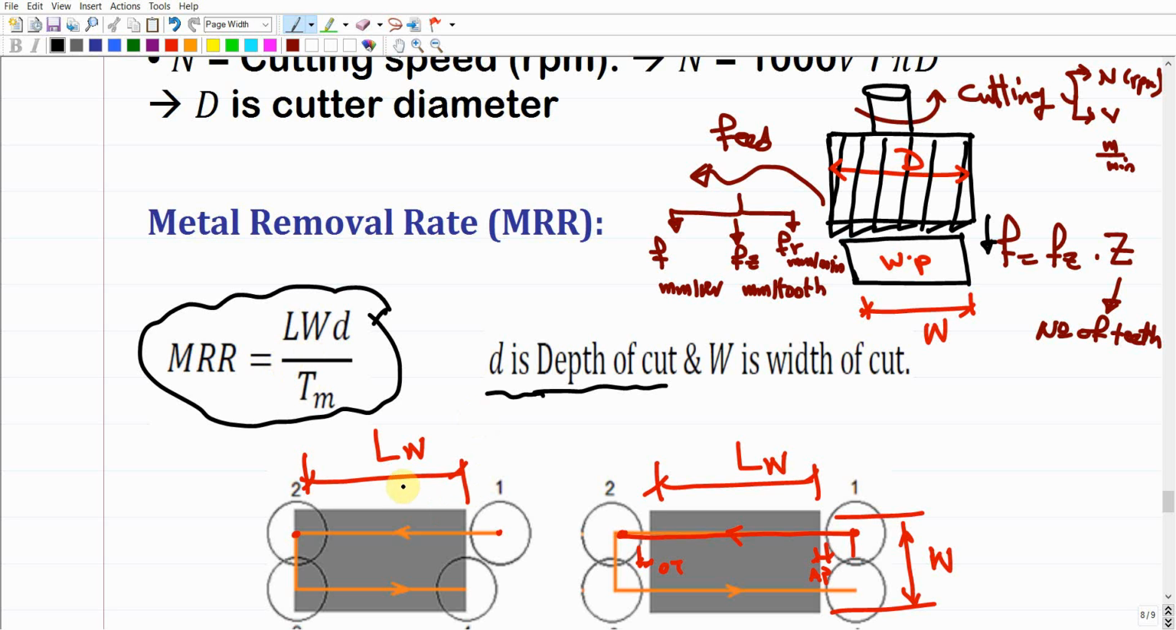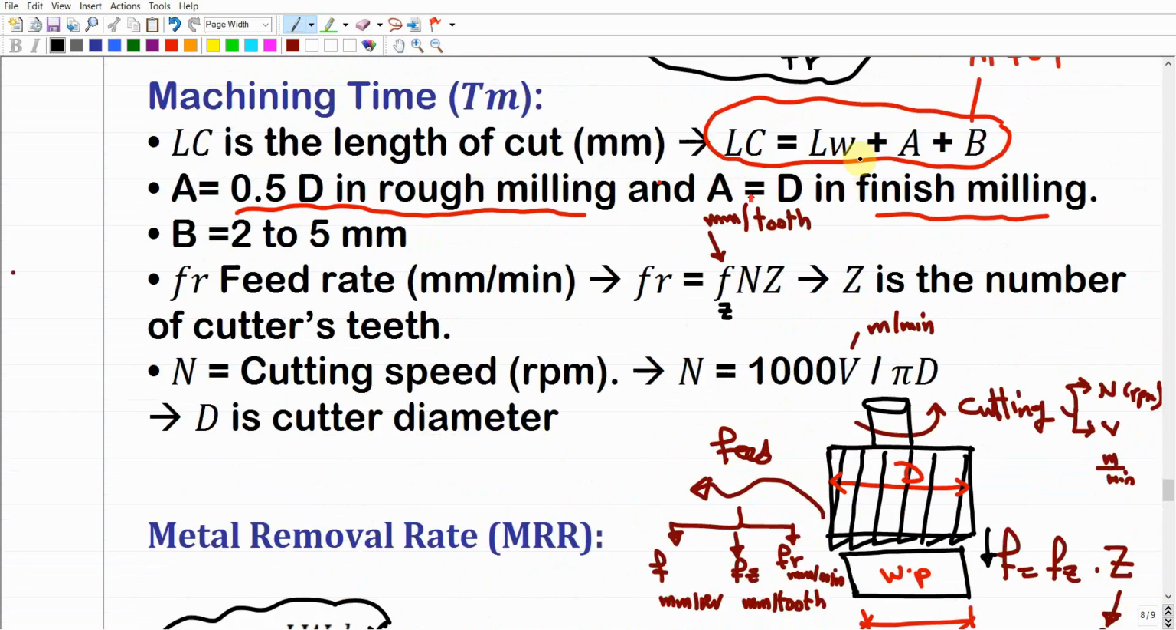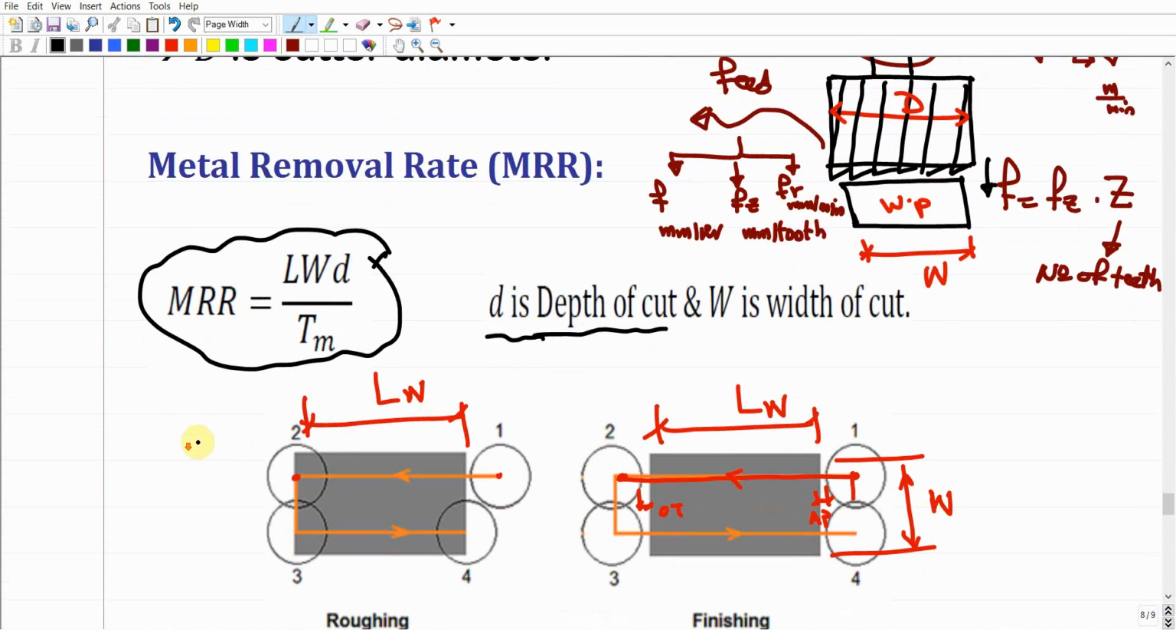And the L is the length of the work part. W is going to be the width of the work part, divided by the machining time that we just calculated. You're going to calculate the metal removal rate as millimeter per minute or meter per minute, depending on the unit system that you're already using for the calculation of the metal removal rate. So this is for the equation.